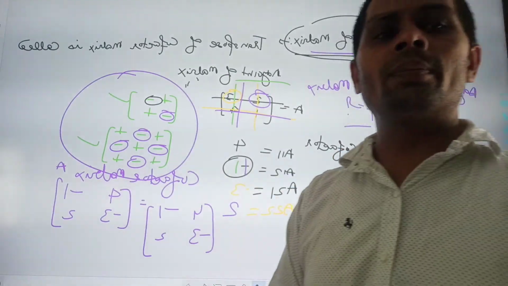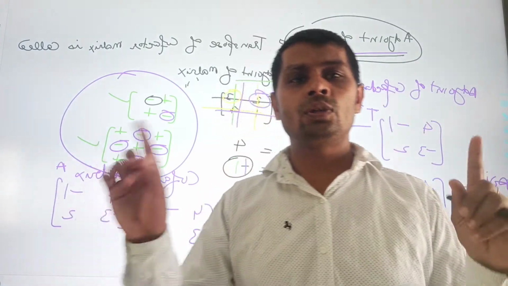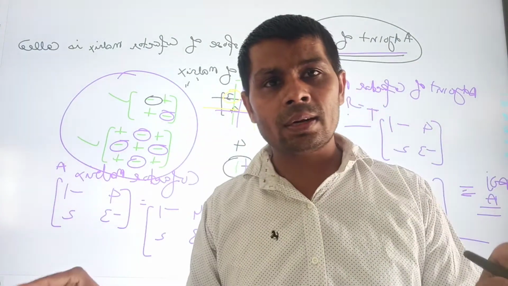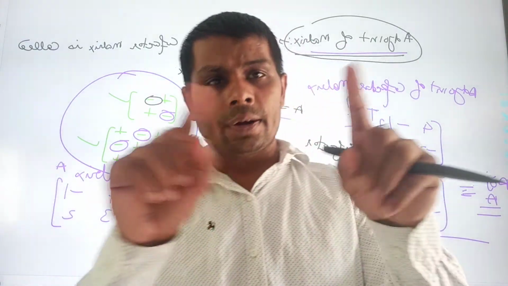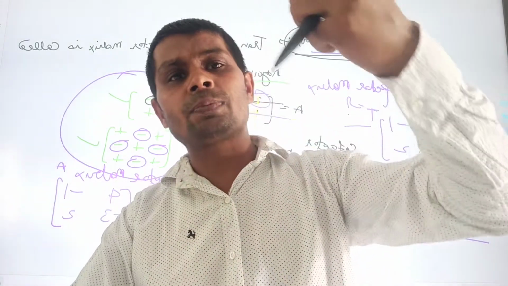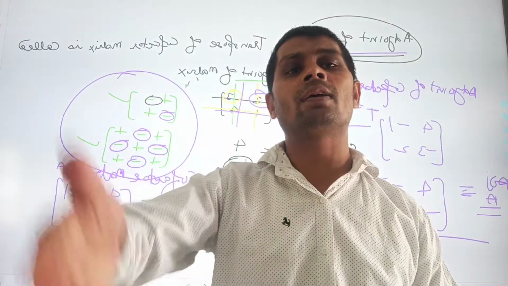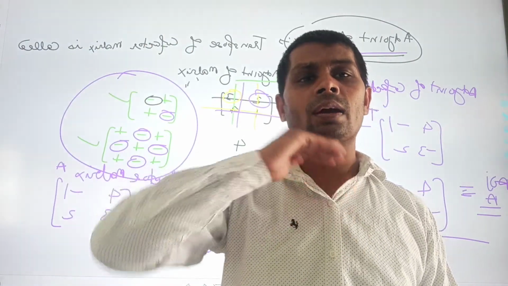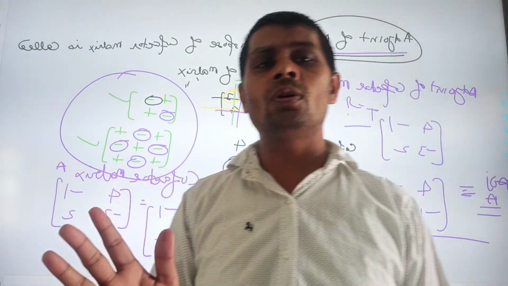Adjoint means, to calculate the adjoint, first of all you should find the cofactors, and after finding the cofactors you should make the matrix, and after making that matrix you should do the transpose. What is the transpose? Transpose means convert rows to columns and columns to rows. After interchanging rows to columns and columns to rows, you will get the transpose.